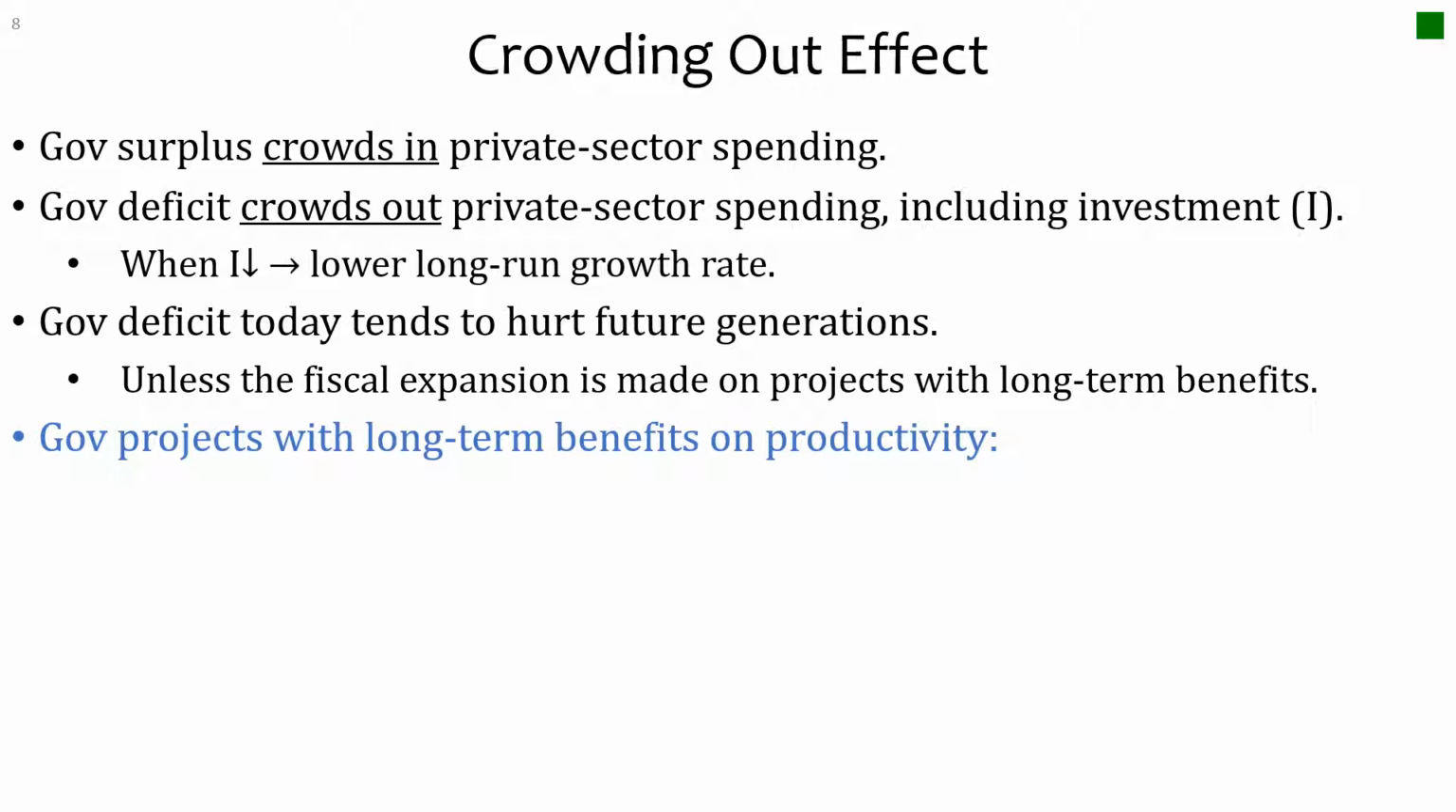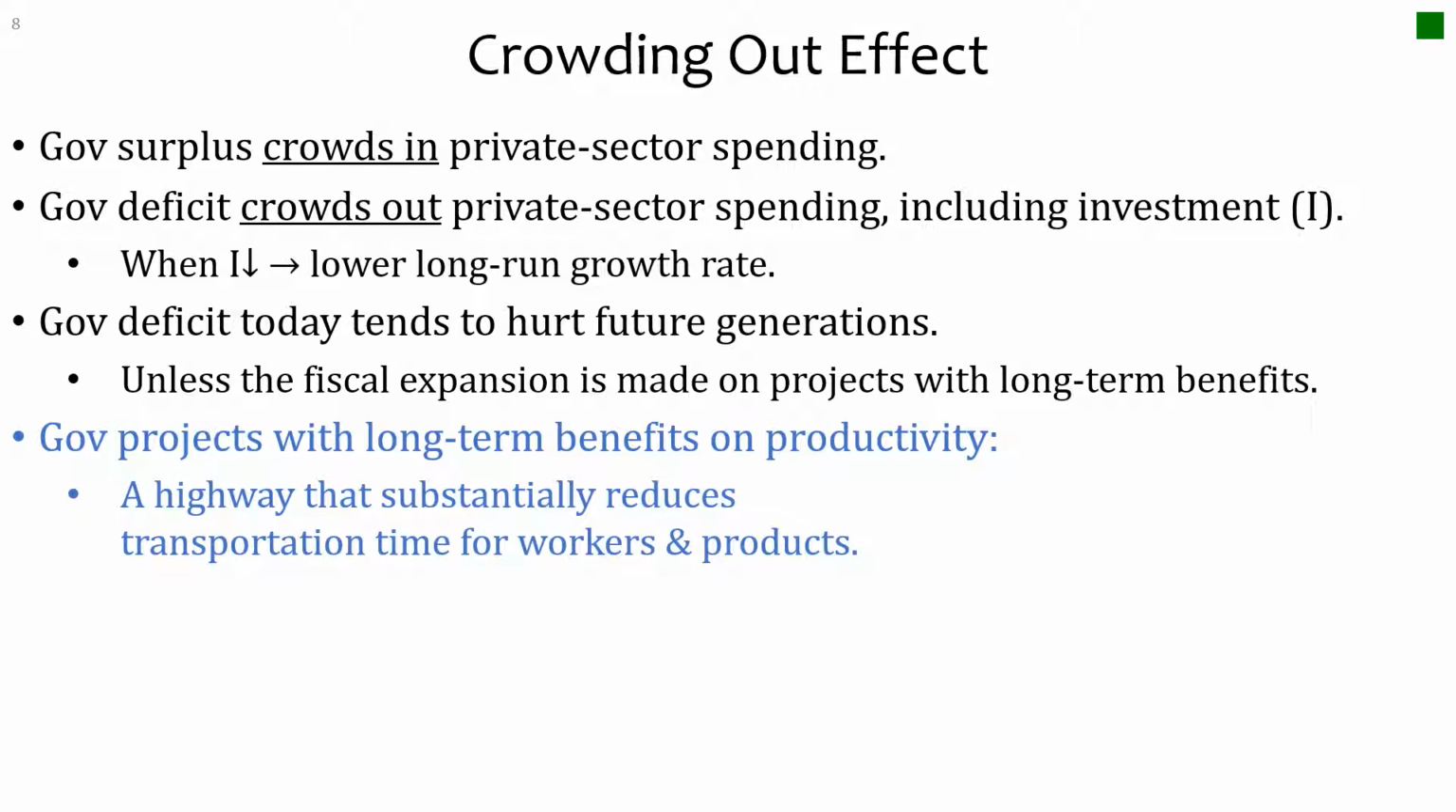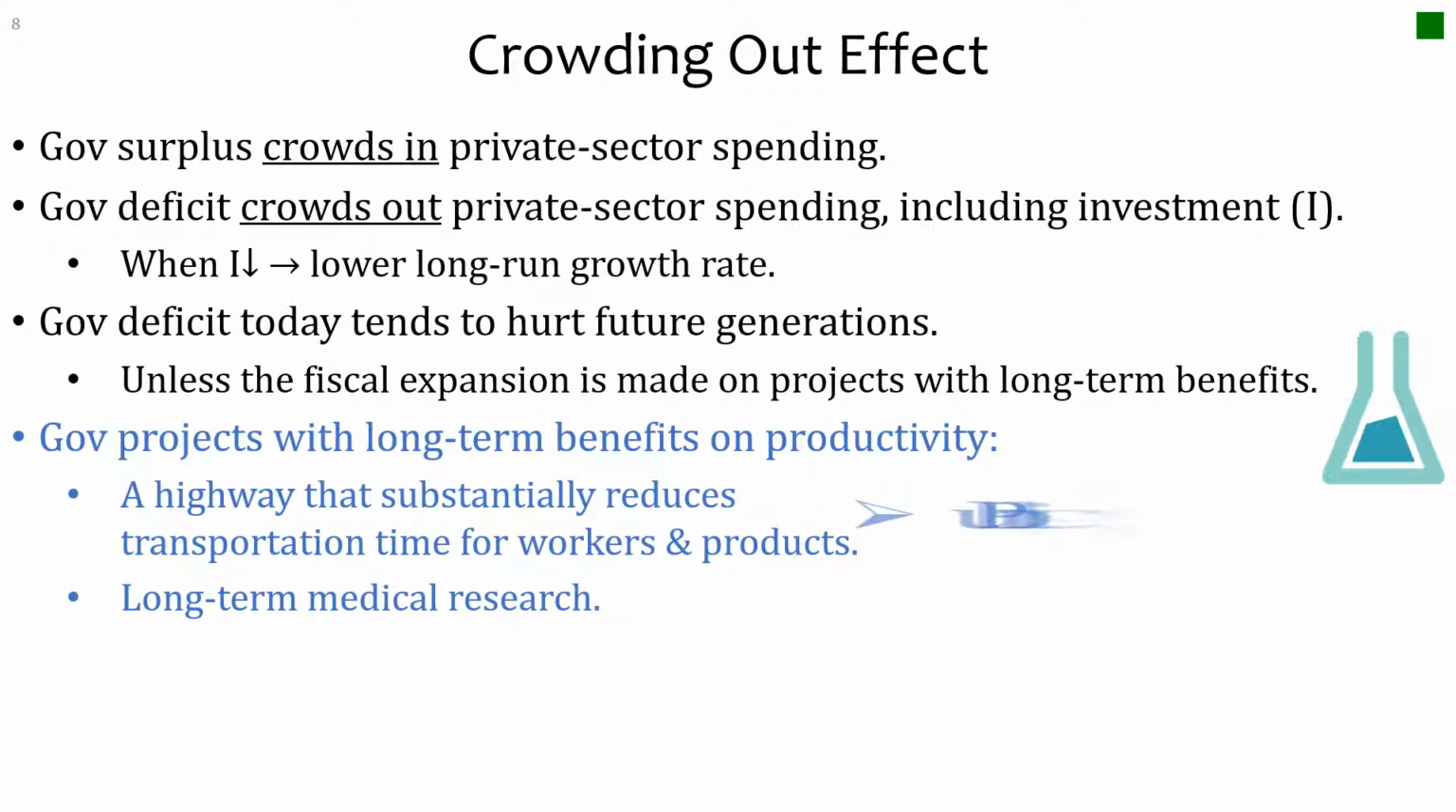Government projects with long-term benefits on productivity would be like a highway that substantially reduces transportation time for workers and products, or long-term medical research. There are some forms of research that are very hard to do by the private sector, so maybe in those cases you could have government intervention. These are examples of public goods and positive externality.